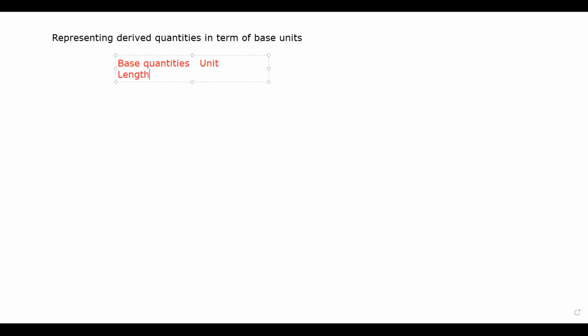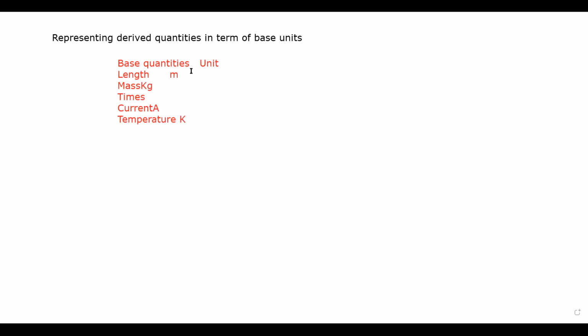Length is there, that is meter. Mass is there, that is kilogram. Time is there, that is second. Current is there, electric current, that is ampere. And temperature is there, that is Kelvin. Other two are there, but that we don't have to use.